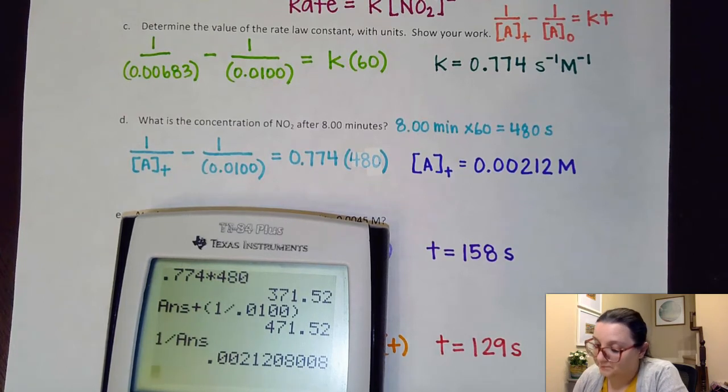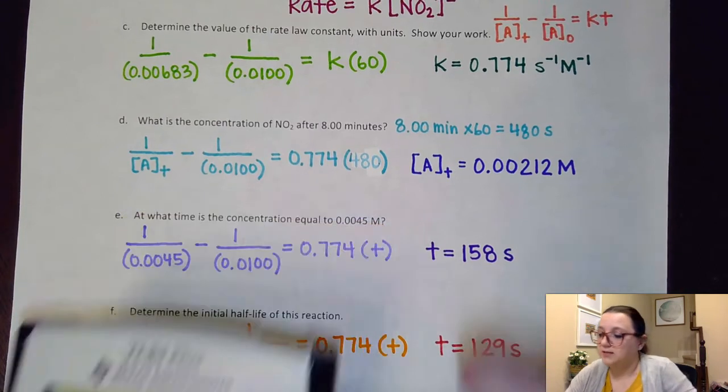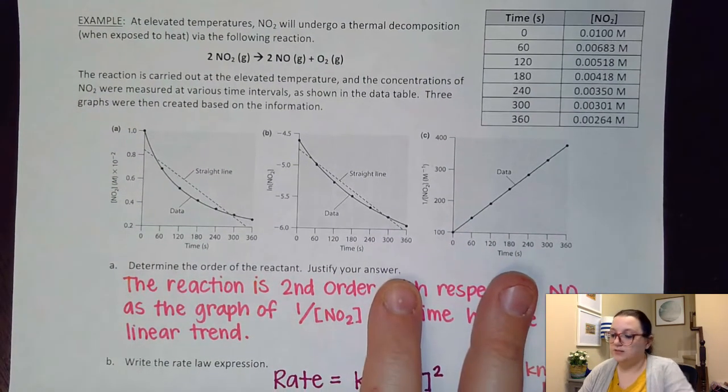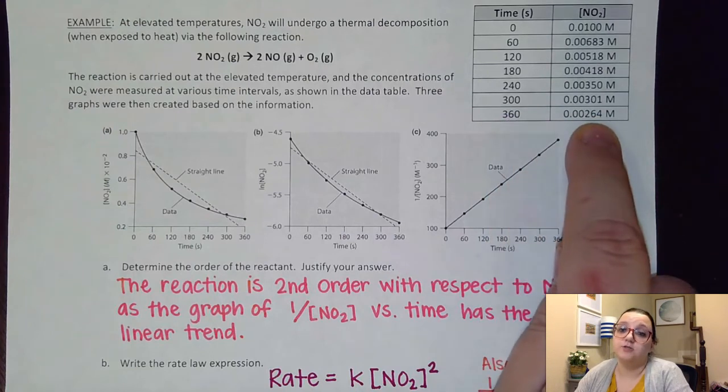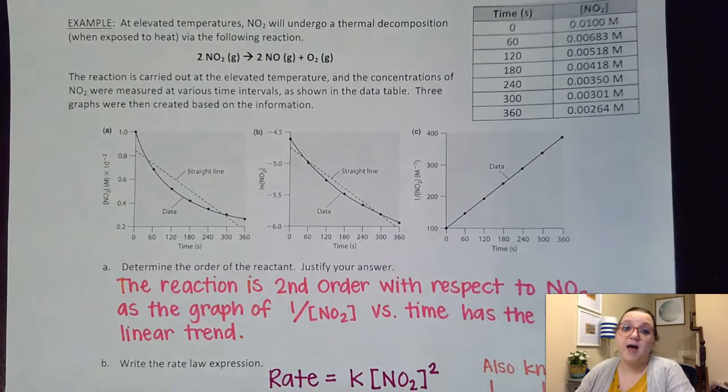So that gets me a concentration of 0.00212 molarity. By the way, that kind of makes sense because it is a time that's further along than this 360 seconds. So it should have a concentration that's smaller than 0.00264, which in fact it does.